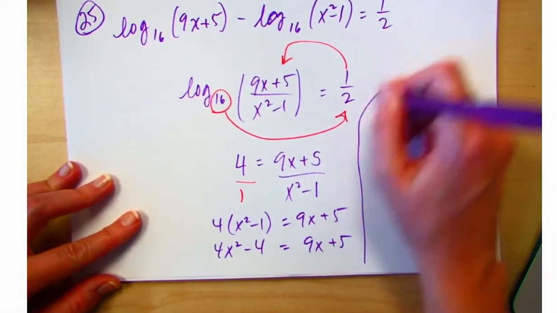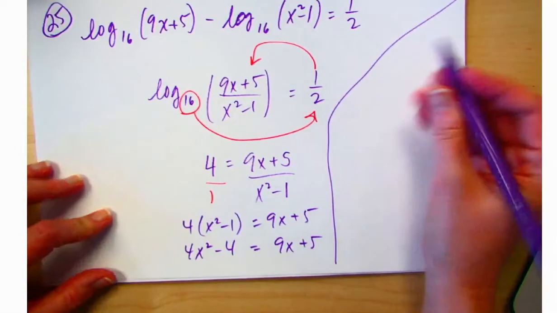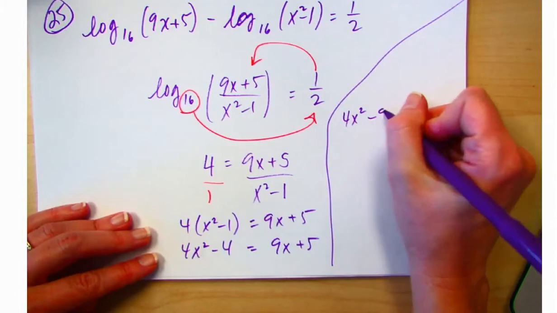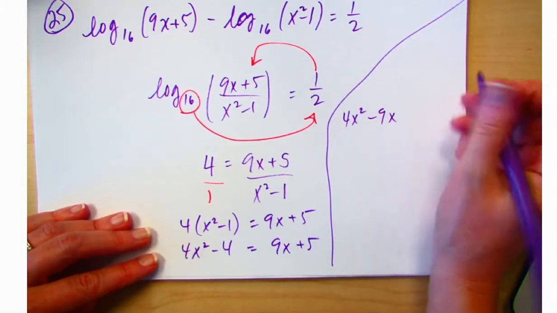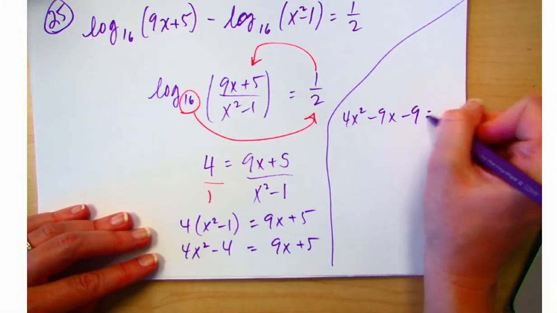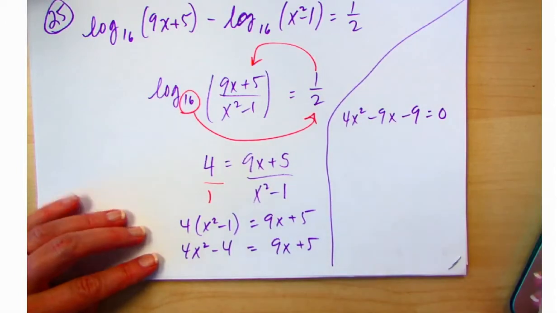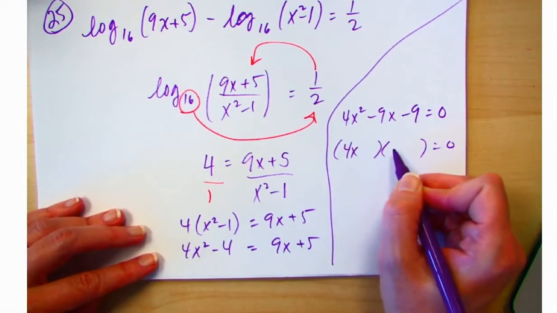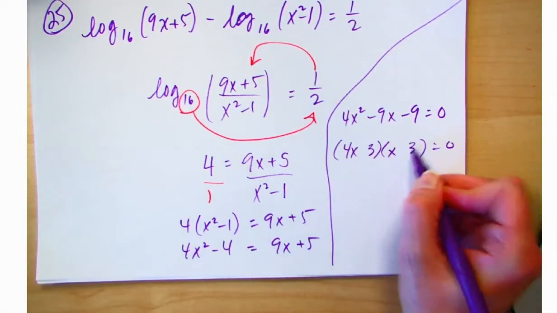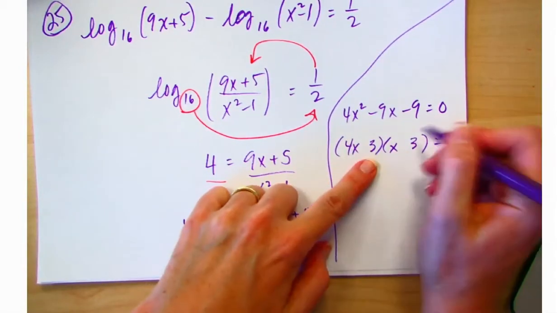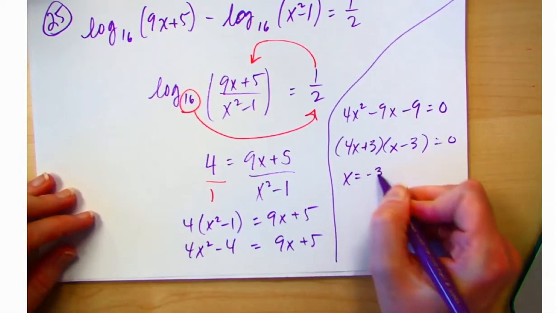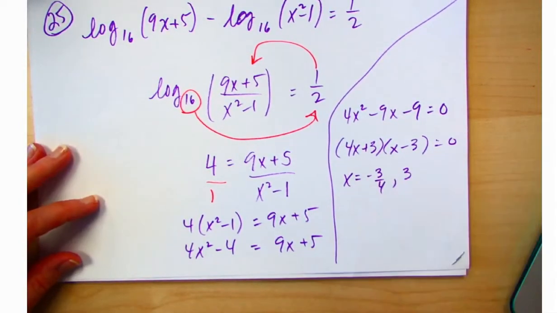This just turns into a handy little quadratic equation. So 4x squared minus 9x minus 9. Is this factorable? Yeah, I think it is. 4x, x, 3, 3, 12, 3, 9. There we go. So we end up with x equals negative 3/4 and 3.